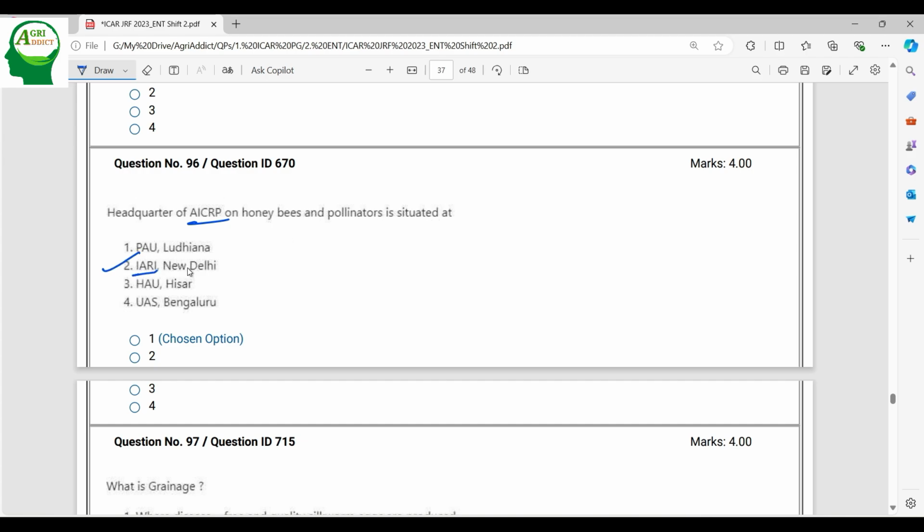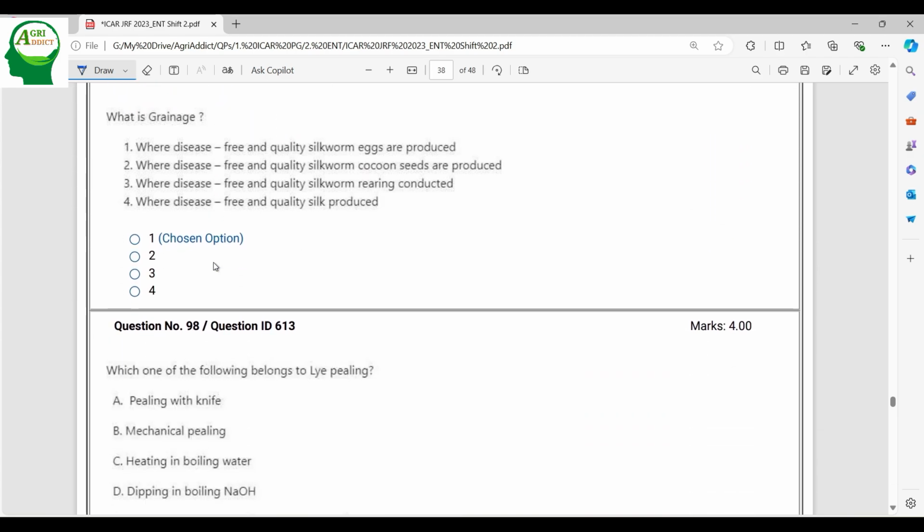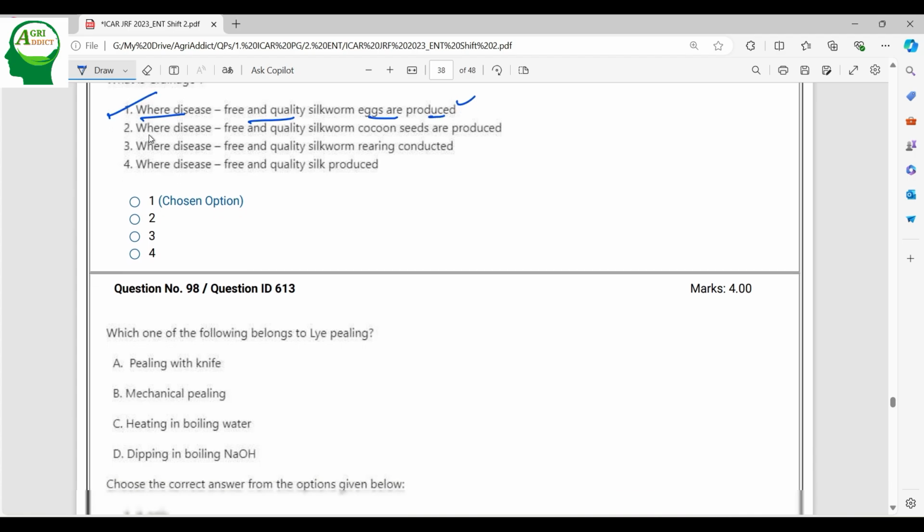Headquarter of AICRP, All India Coordinated Research Project on Honeybees and Pollinators, is situated in the IARI campus in the Division of Entomology in IARI, New Delhi. What is grainage? So mainly where disease free and quality silkworm eggs are produced and you can buy. That is the grainage.